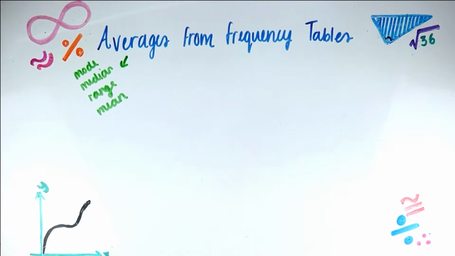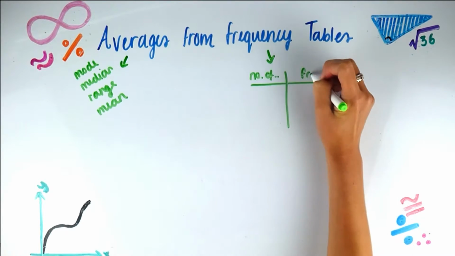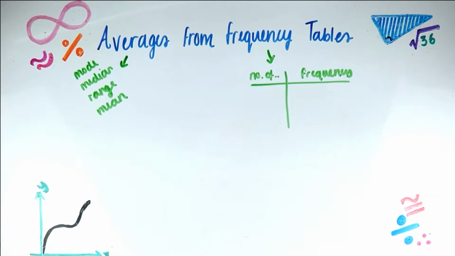So what is a frequency table? It's a table that has number of something and the frequency of that thing. So we're getting the averages, the mode, median, range and mean from frequency tables, so from a table. So I'm going to draw out an example and then we're just going to learn how to do it from that.